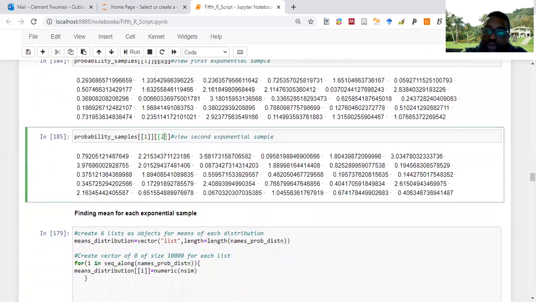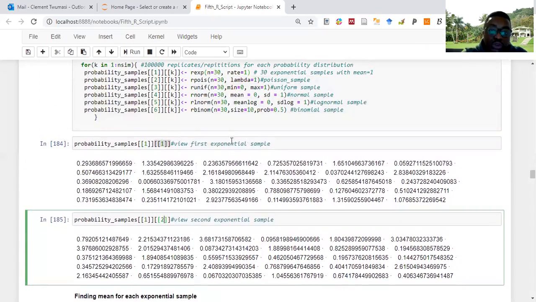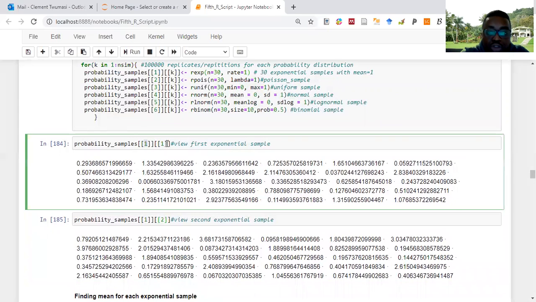Suppose you want to view the binomial, you just have to put 5 here. If you want to view the first replicate or the first realization for the binomial, you just have to put 6 here and put 1 to view the first, put 6 here and put 2 to view the second, and so on. And you see that they are different samples.